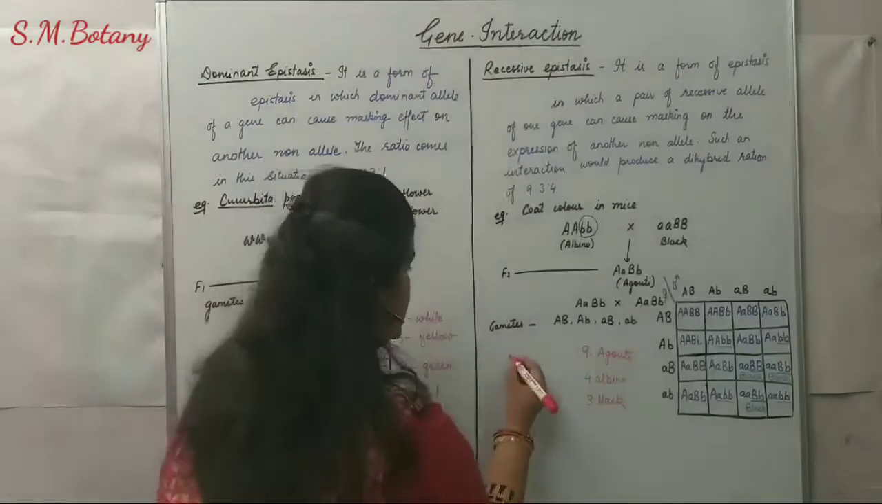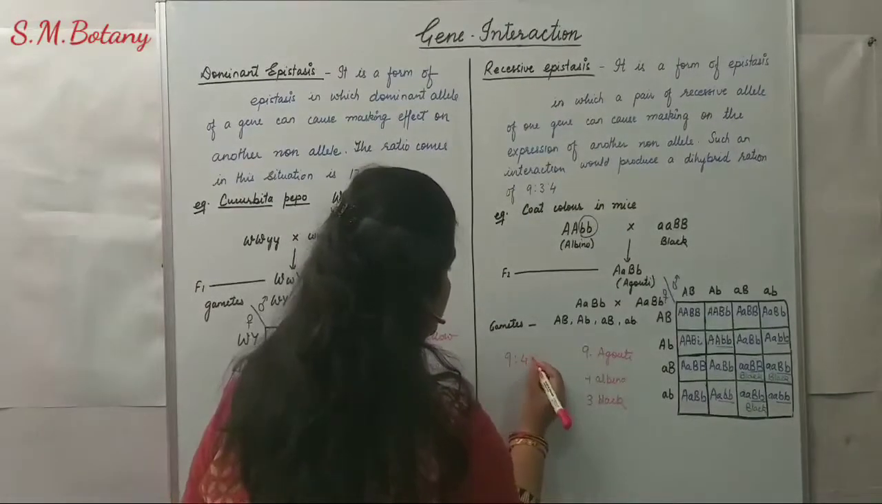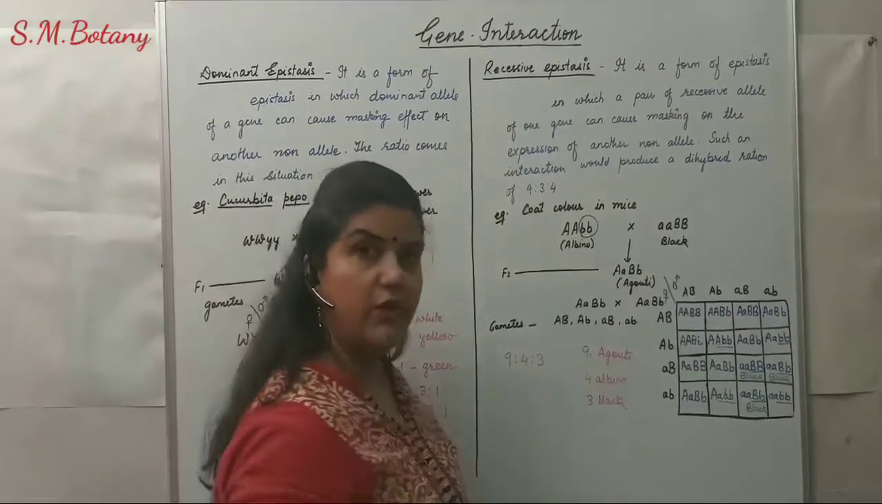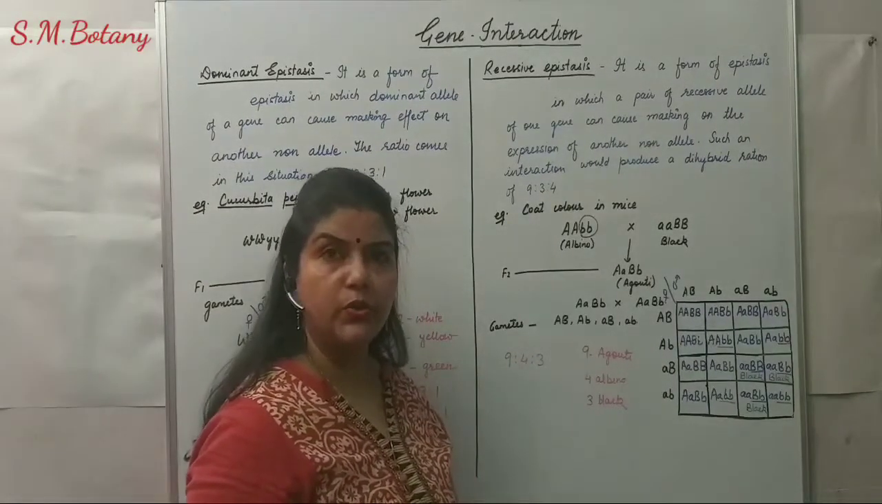So we get our ratio 9:4:3. That is a modified Mendelian ratio.